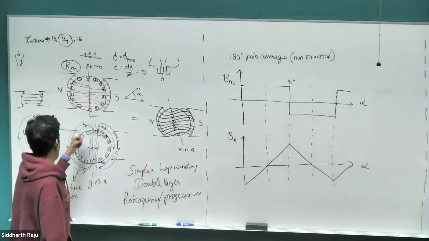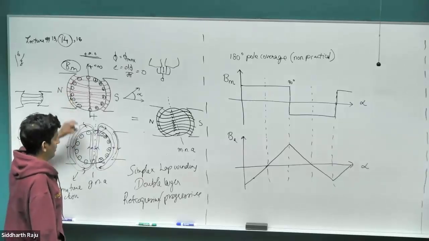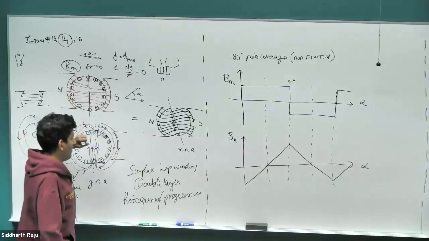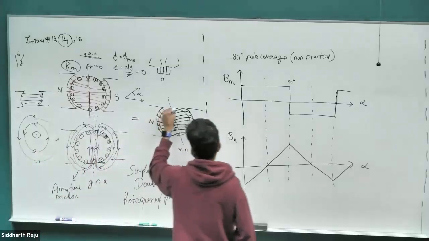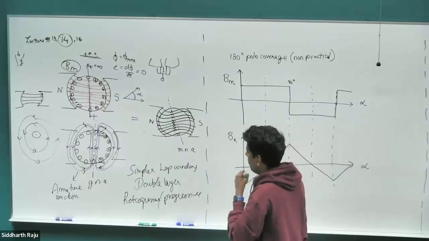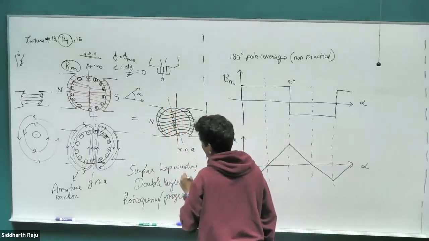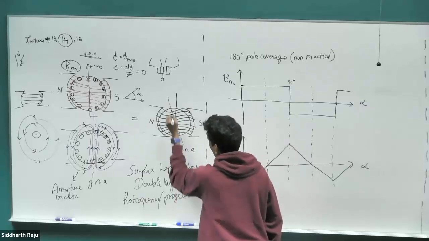So you can effectively sum these. These are not just basic summations, because these are vector fields. So you need to do vector addition. But at the end of the day, when you do that, this is what the effective field lines will look like. Now, this is quite a bit problematic because if you look at the vertical point, which is where the commutator segment is shorting two coils.